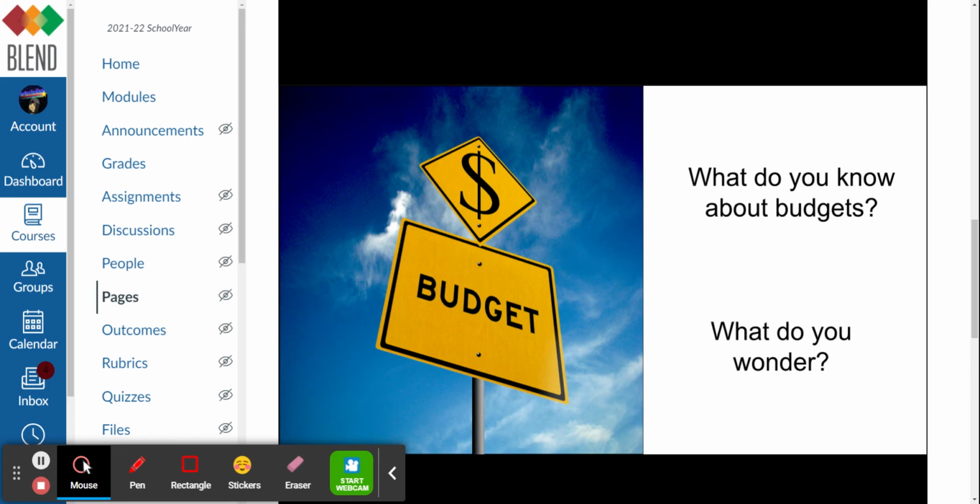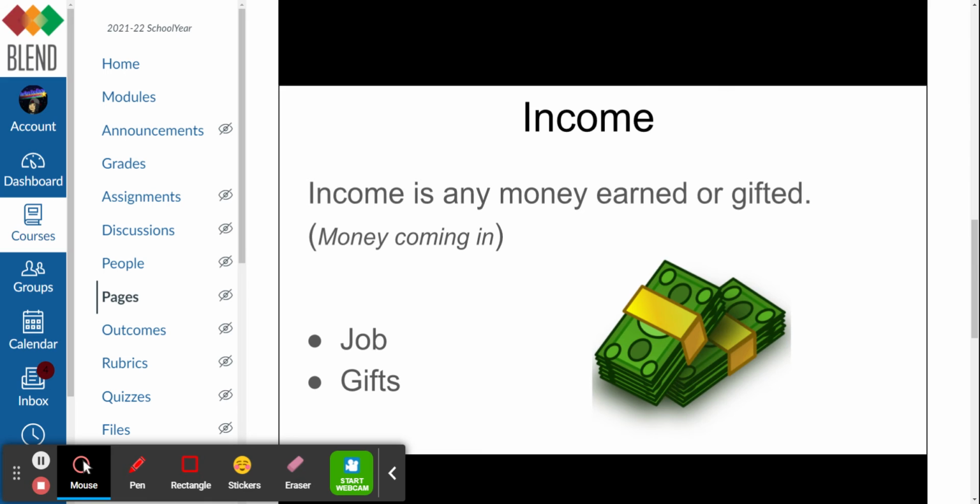All right, so what is a budget? What do you know about budgets? What do you wonder? People have budgets, countries have budgets, schools have budgets. Basically, a budget is figuring out how much money you have and how much money you have to spend, and if you have enough money to buy all the things that you need. A budget is made up of two things: income and expenses. Income is the money coming in. If you flip the word income around, it's come in. So it's the money coming in.